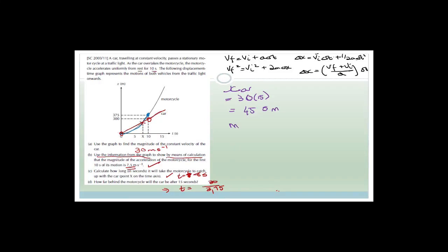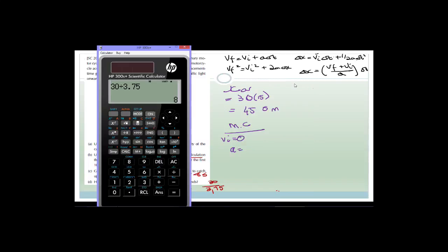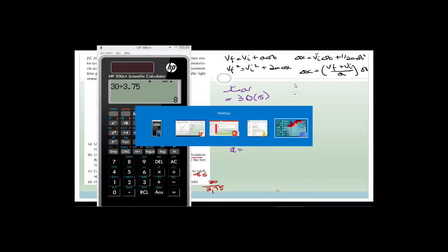The displacement of the motorcycle after 15 seconds is slightly different. The initial velocity of the motorcycle is 0. The acceleration of the motorcyclist, what did we work it out to be? I think we worked it out to be, I can't remember. What did we work it out to be? We can quickly work it out again, unless it's on the calculator. No, we have not done it.